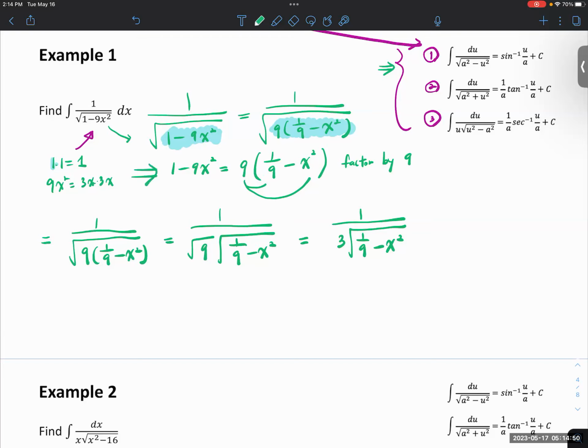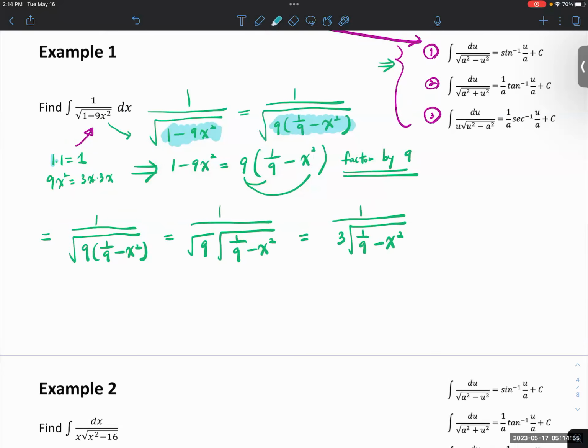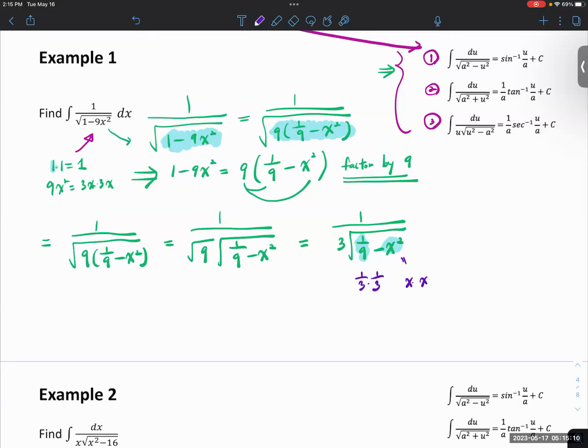So here I factored out. And then let's look at that one more time. 1 over 9 and x second power, what is that? That's also a perfect square number. 1 over 9 is the same as 1 over 3 times 1 over 3. X squared is x times x. So now you have to make the decision. One of the techniques will be used to find your outcome. When I look at the number, this is the constant squared minus variable squared.